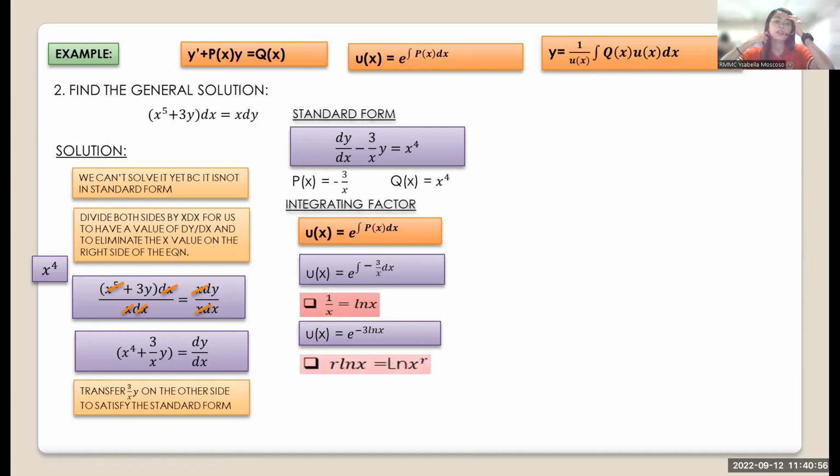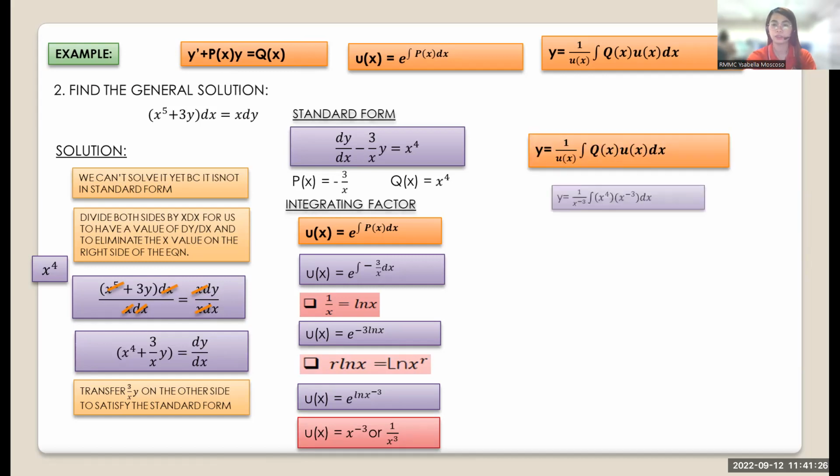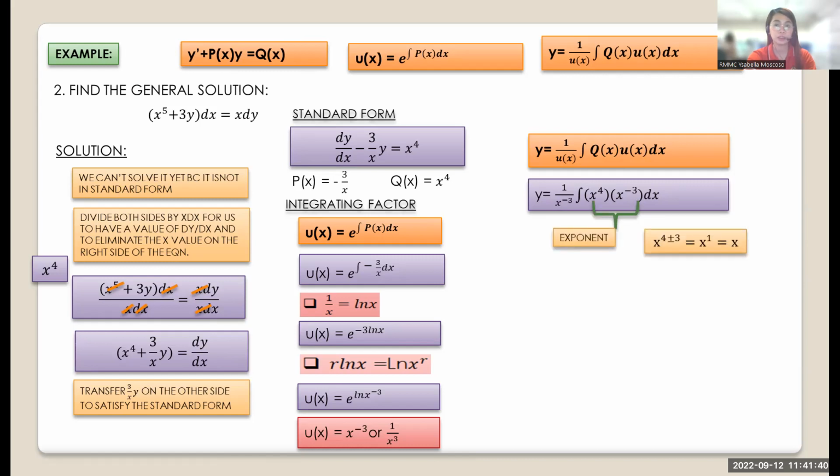And by the rule of r ln x is equals to ln x raised to r, that would be e raised to ln x raised to negative 3. Okay? So, simplifying e and ln, kapag minultiply natin, that would be eliminated or equal to 1. So, x raised to negative 3 or kapag nireciprocal natin or consider natin yung inverse function, that is equivalent to 1 over x cubed. Okay? So, going sa ating equation to get your general solution, so this will be your equation. So the same concept kanina, let us try to simplify your equation before we will try to integrate. So x raised to 4 multiplied by x raised to negative 3, that would be equivalent to the value of x only. Very good.